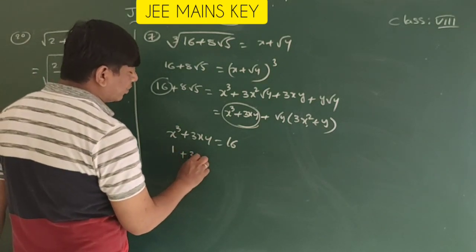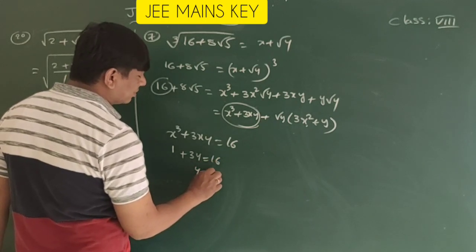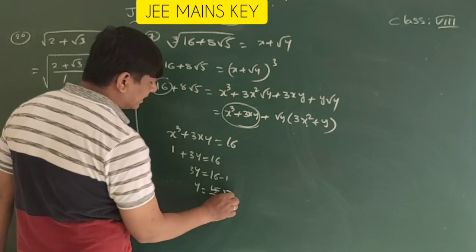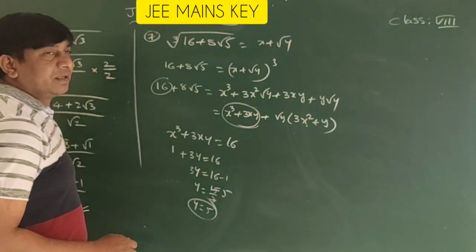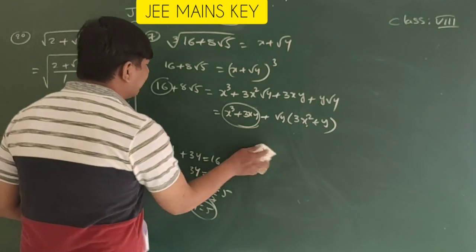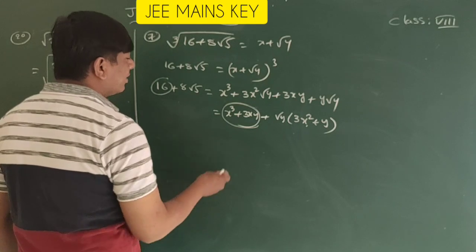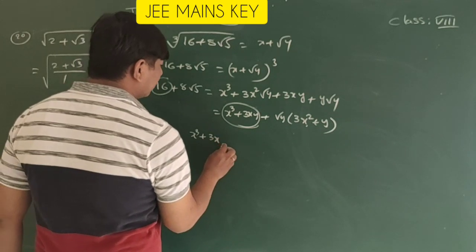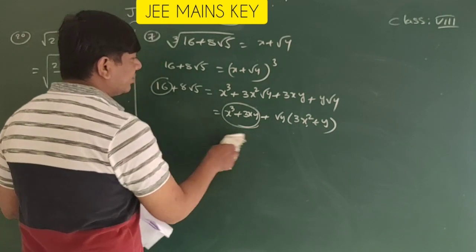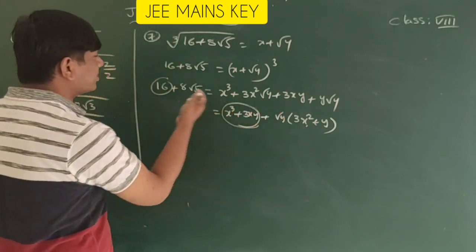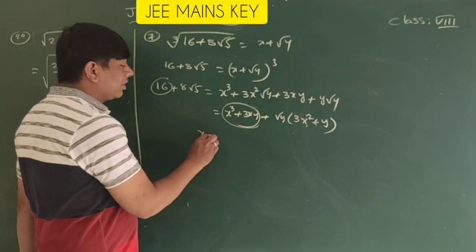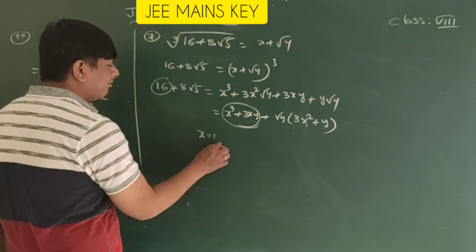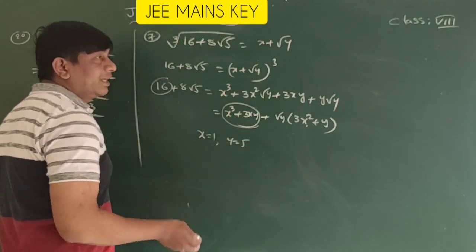1 plus 3 into y is equal to 16. 3y is equal to 16 minus 1. y is equal to 15 by 3. 3 fives are 15. y is equal to 5. Okay, y is equal to 5 means substitute the y value in this equation 1. Then what will we get here? x cube plus 3 into x into y is 15 here. Substitute the y value here and you will get x is equal to 1. Okay, x is equal to 1 and y is equal to 5 makes the condition true.